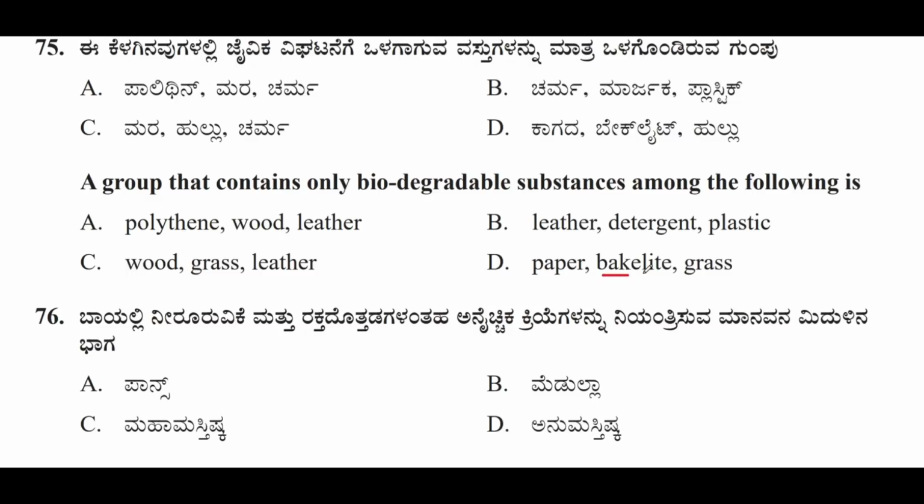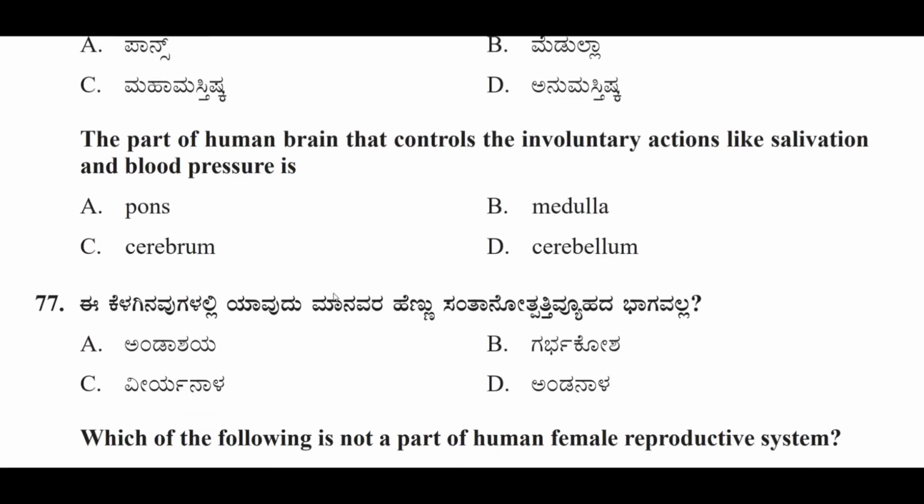Now, next question, a group that contains only biodegradable substances among the following is. The correct answer is option C, wood, grass and leather. All these three are biodegradable substances. Therefore, the correct answer is option C, wood, grass and leather.